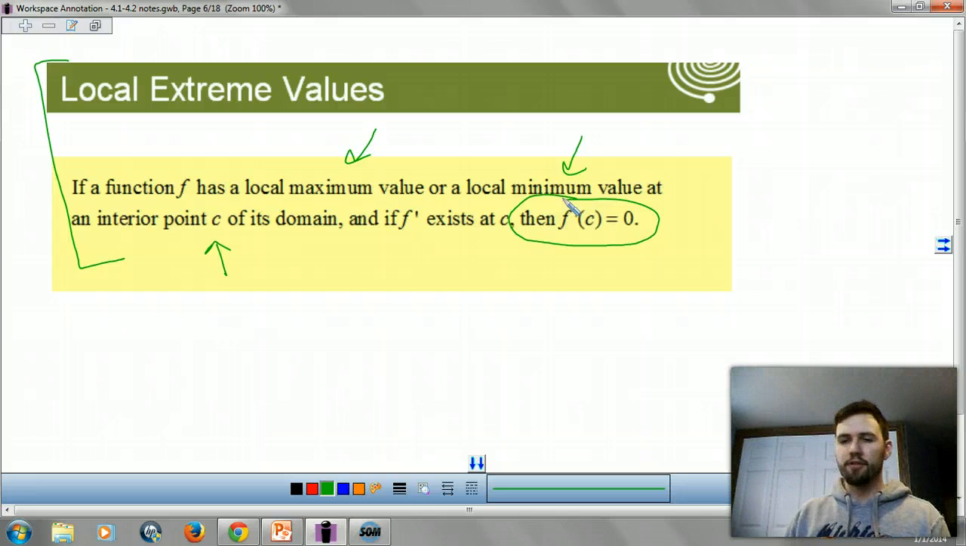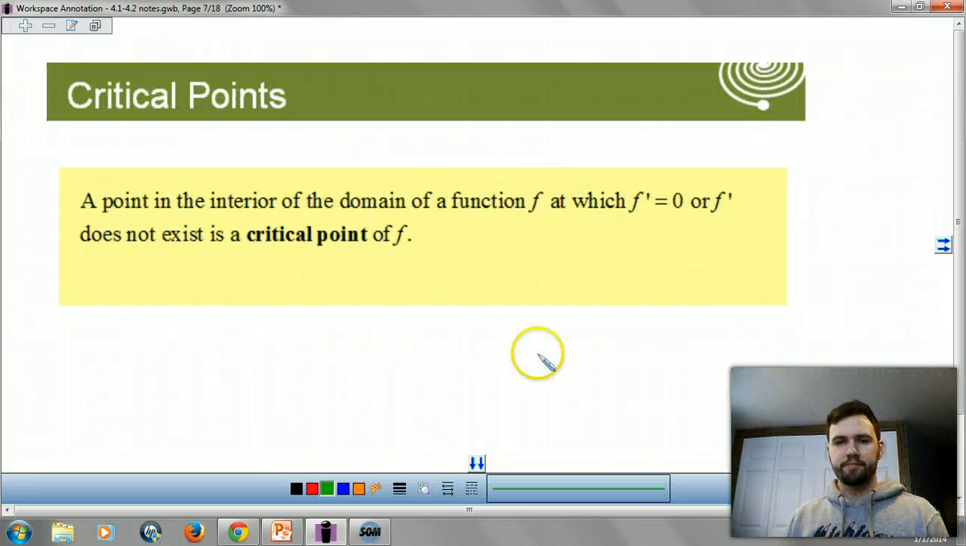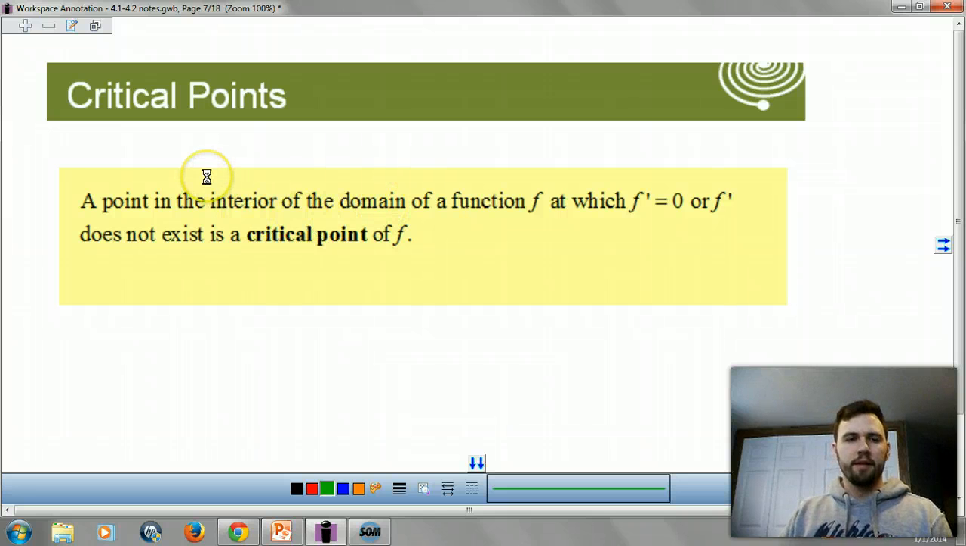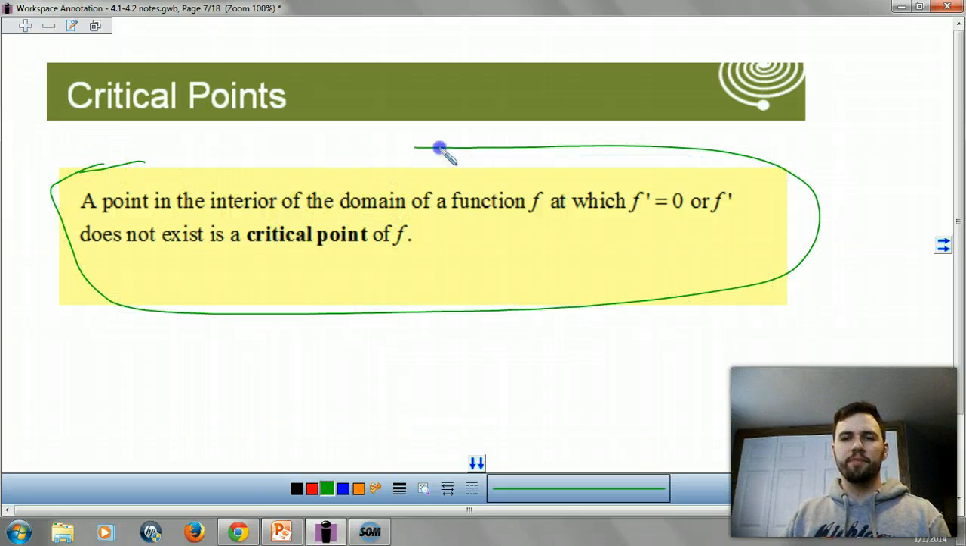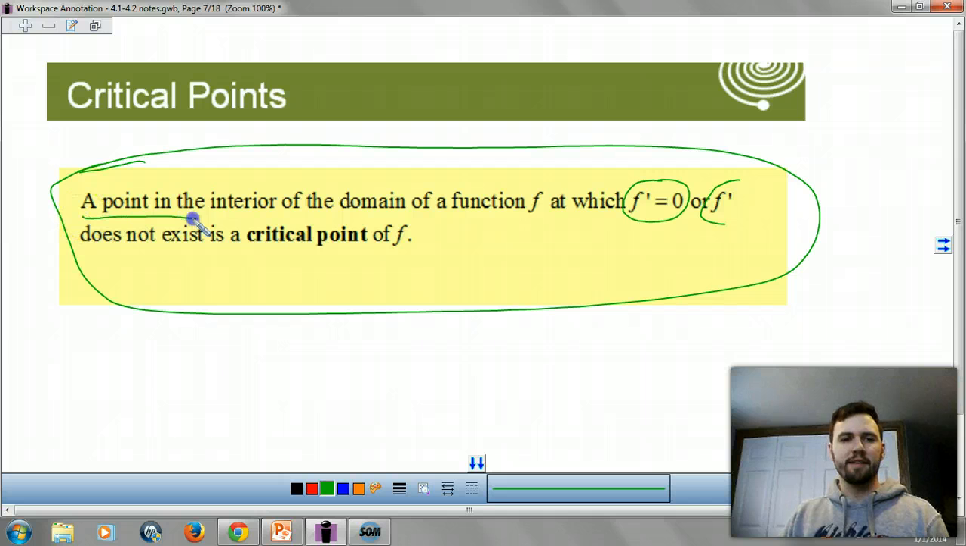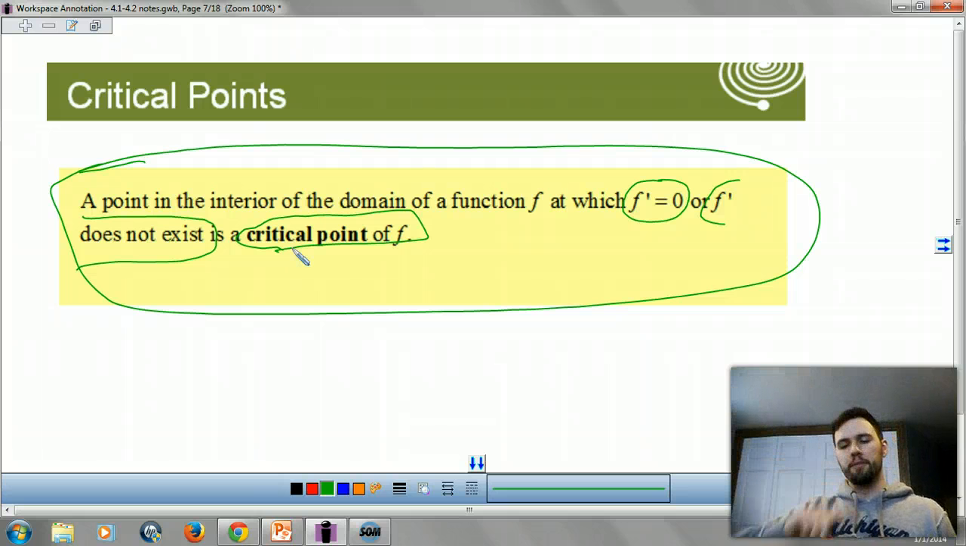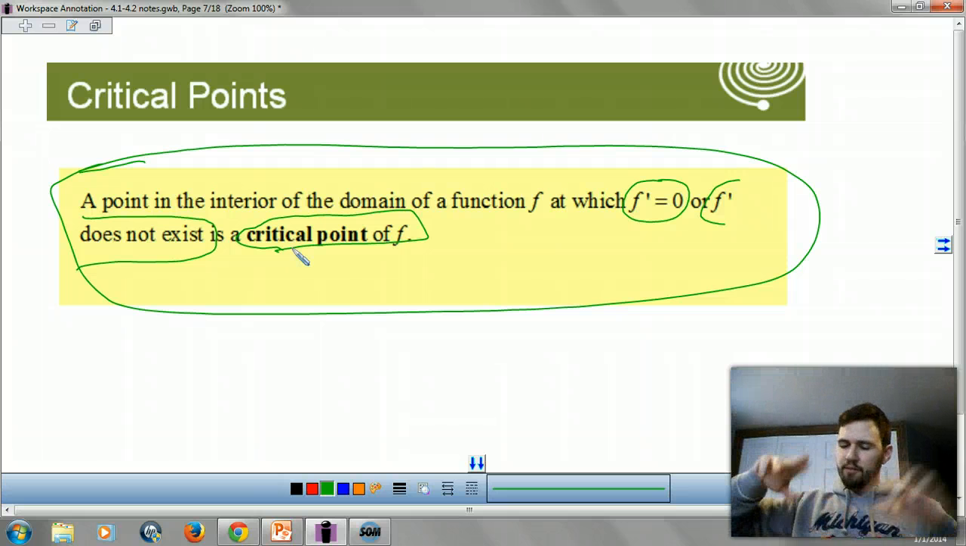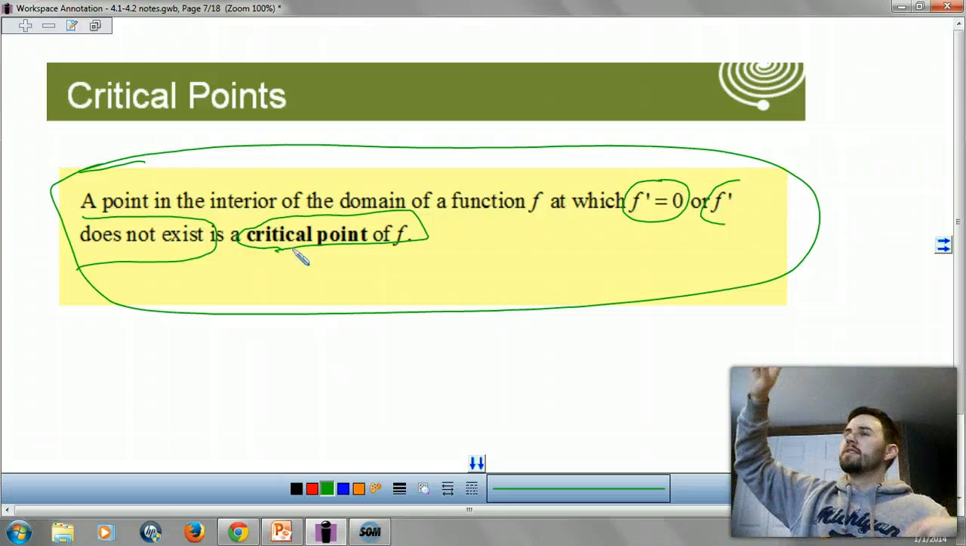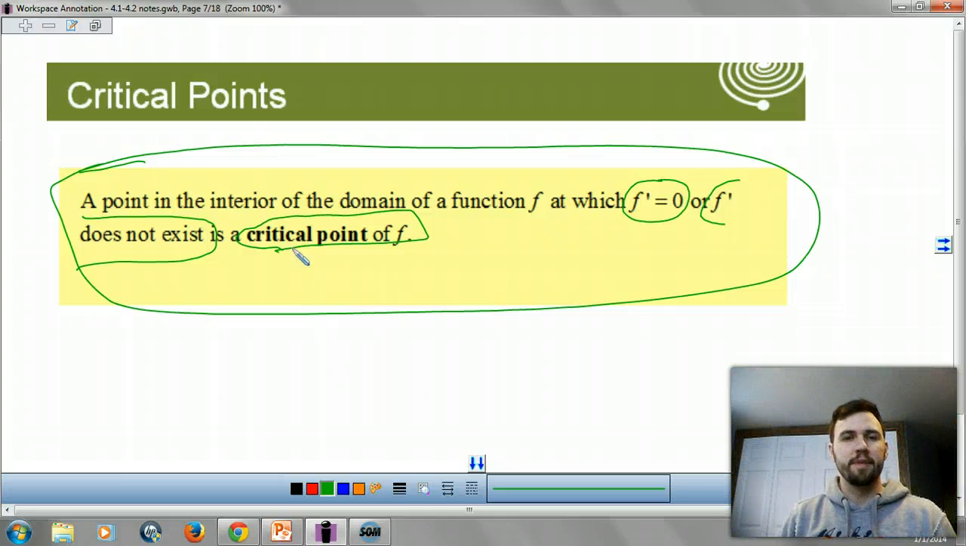Okay, take the derivative. The point at which your derivative equals 0, or where it does not exist, is called a critical point, because that's where your function is deciding if it's going to be a max or a min, or if it's going to be discontinuous, discontinuous, disingenuous.